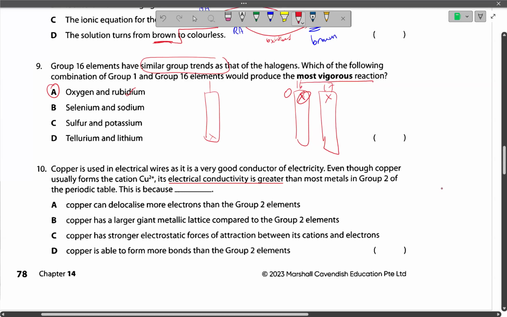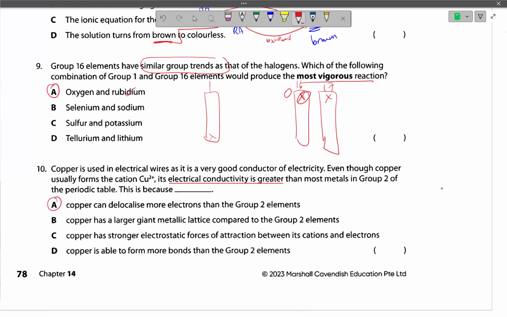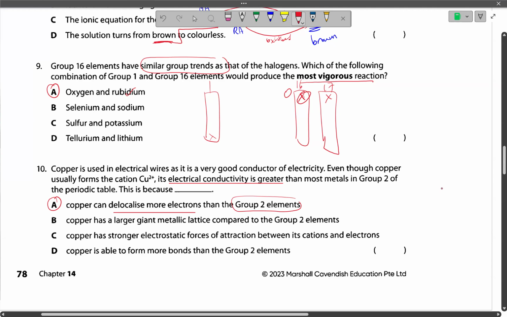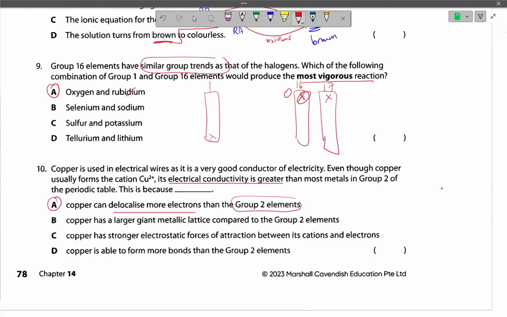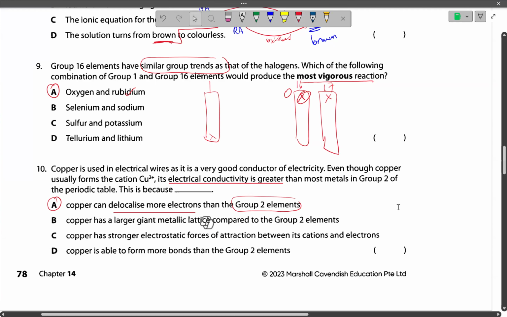And therefore, they can delocalize more electrons, have more delocalized electrons than group 2, because group 2 is limited to only the 2 electrons in the outer shell. But copper can lose the 2 outer shell electrons as well as inner shell electrons. So therefore, they can lose more electrons. Any transition metal can do that actually. All right.